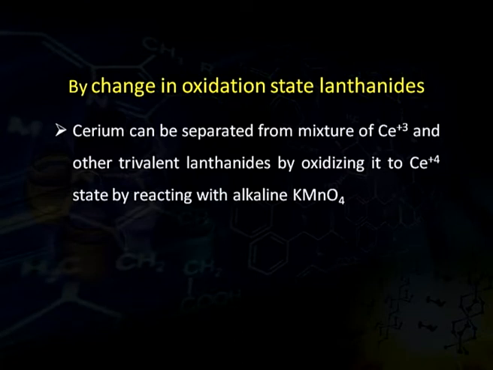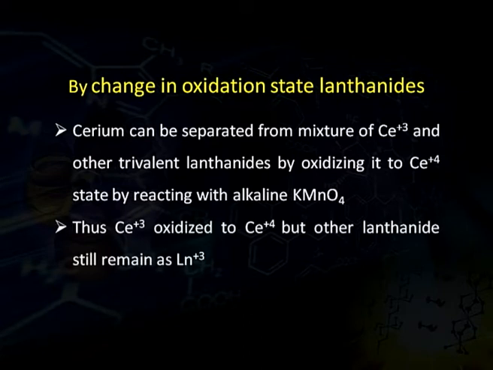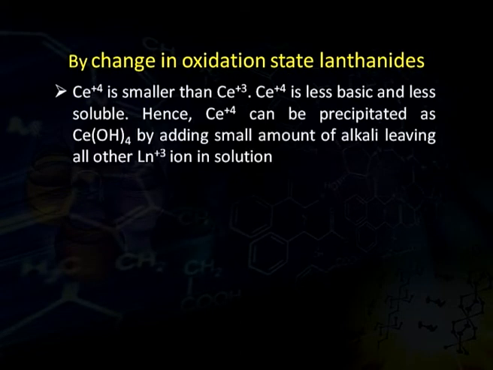Cerium can be separated from a mixture of cerium and other trivalent lanthanides by oxidizing it to the +4 oxidation state by reacting with alkaline potassium permanganate. Thus, cerium +3 is oxidized to +4, but the other lanthanides still remain in the +3 state. Cerium +4 has a smaller size as compared to that in the +3 state. Thus, the cerium +4 state is less basic than the other one and also has less solubility.